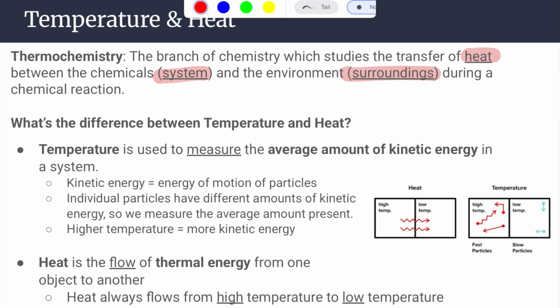So, what is the difference between temperature and heat? Well, temperature is used to measure the average amount of kinetic energy in a system. Kinetic energy is the energy of motion for anything. So when we're looking at temperature, it's the energy of motion of the particles. Individual particles will all have different amounts of kinetic energy, and so temperature is the average amount present for all of the particles. If a chemical has a higher temperature, that means those particles have more kinetic energy. They are moving more quickly.